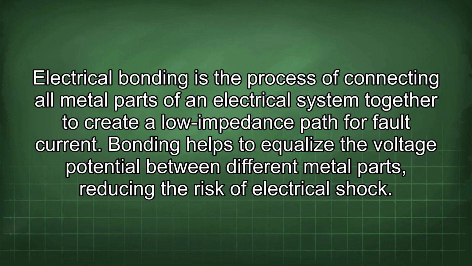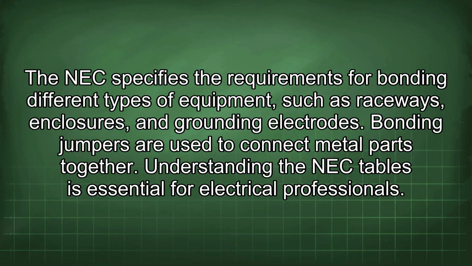Electrical bonding is the process of connecting all metal parts of an electrical system together to create a low impedance path for fault current. Bonding helps to equalize the voltage potential between different metal parts, reducing the risk of electrical shock. The NEC specifies the requirements for bonding different types of equipment, such as raceways, enclosures, and grounding electrodes. Bonding jumpers are used to connect metal parts together.